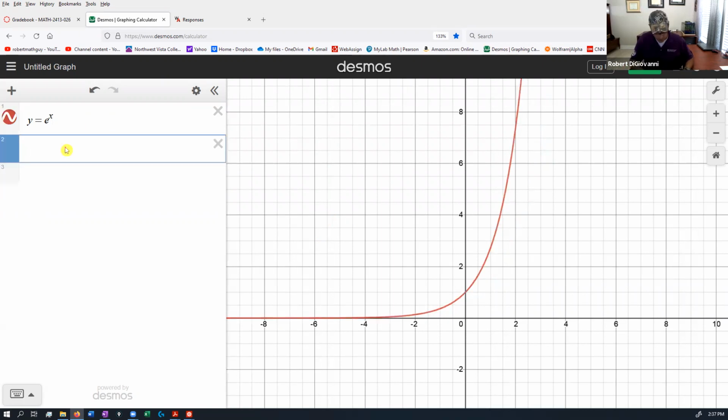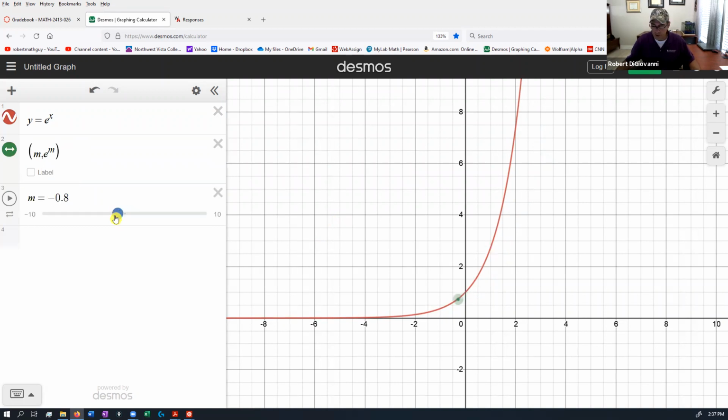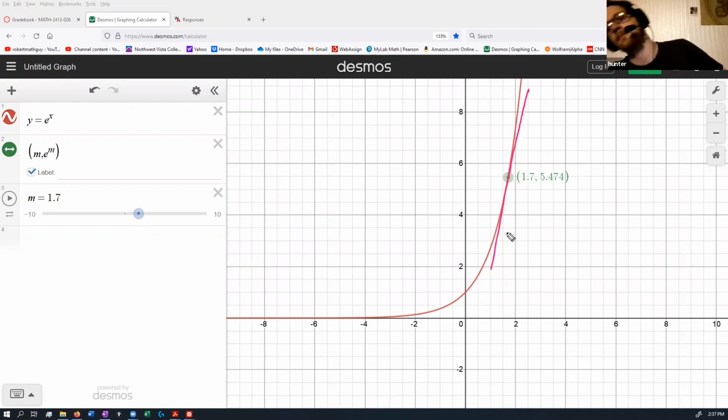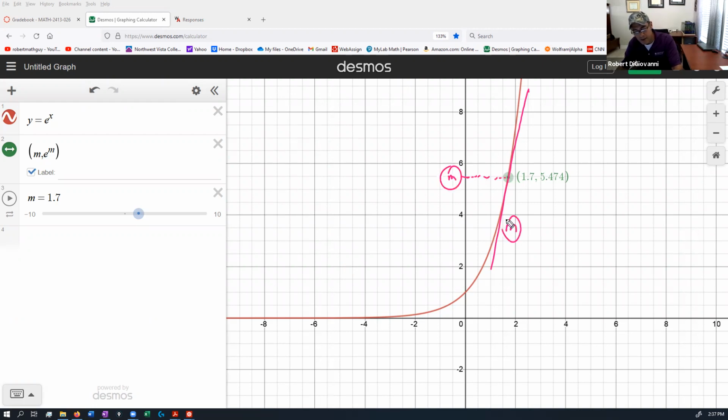If I go to any point, so let me go to a random point here, m, e raised to the m, add slider. So if I take any point on this curve right here, okay? Let me label the point so you can see it. See that? That's the point here. If I go to any point here, right there, and I ask it for the slope of the tangent line, what is it? 5.474. That's the slope of the tangent line. The slope of the tangent line, that slope, m, is actually equal to that value. These are the same. Everywhere on the curve, it's like that. Everywhere.